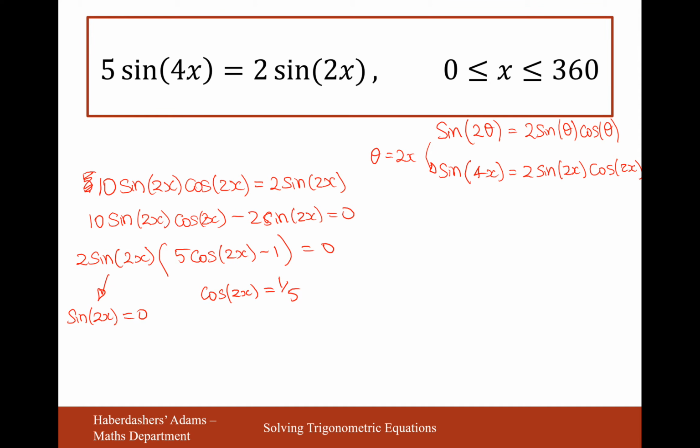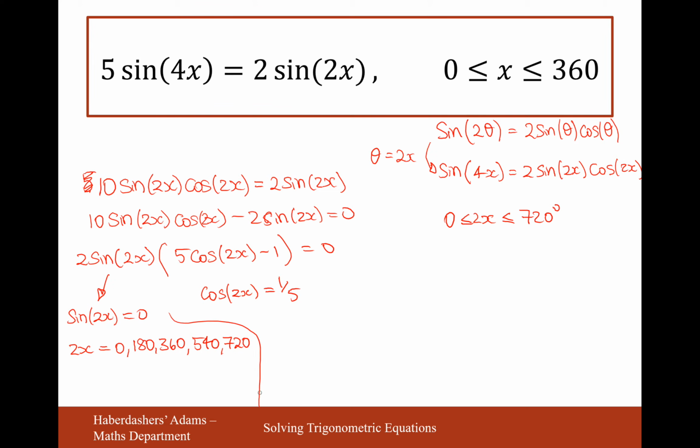Now the first thing I need to do, so I'm not going to expand these as double angle formulas. What I'm going to do instead at this stage is multiply my angles. So my angle here is now going to be looking for solutions between 0 and 720 degrees. So for sine 2x on the left hand side here, I'm going to have solutions of 0, 180, 360, 540 and 720.